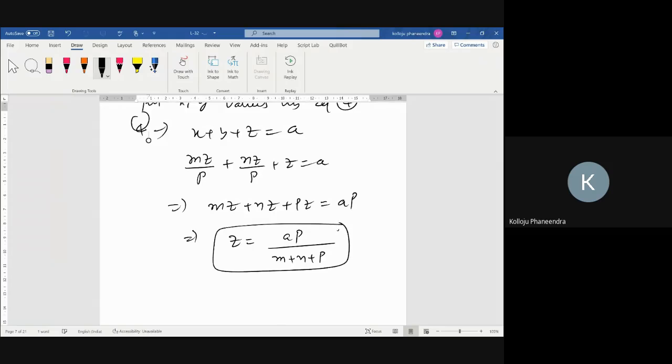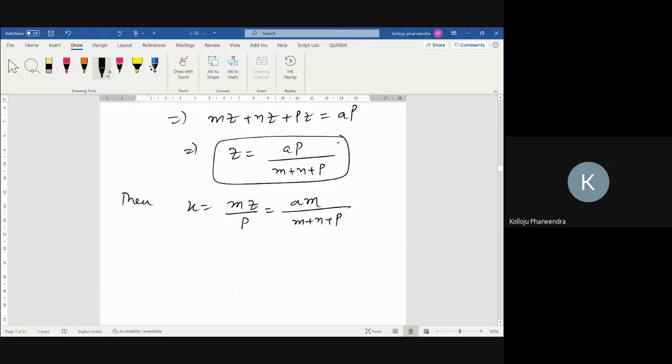This is the z value. Then what is x actually? x equal to how much? mz by p. Now substitute this z value here. pp gets cancelled. If I put the z value here, ap by this one, pp gets cancelled. So you will get am by m plus n plus p. This is the x value.